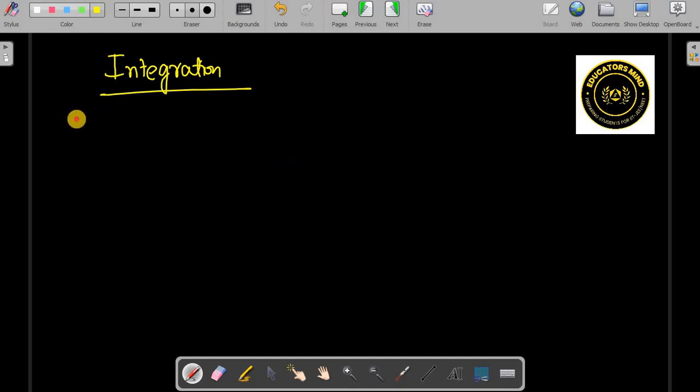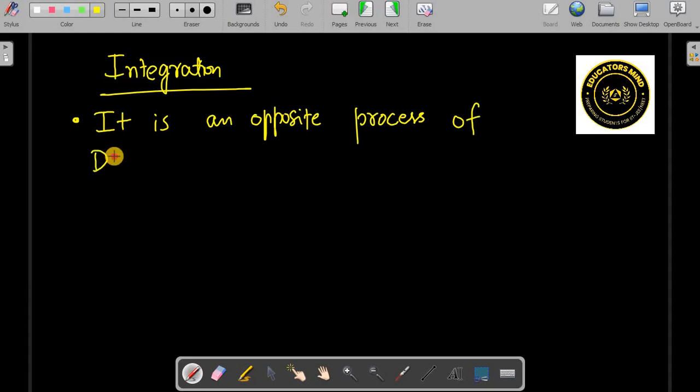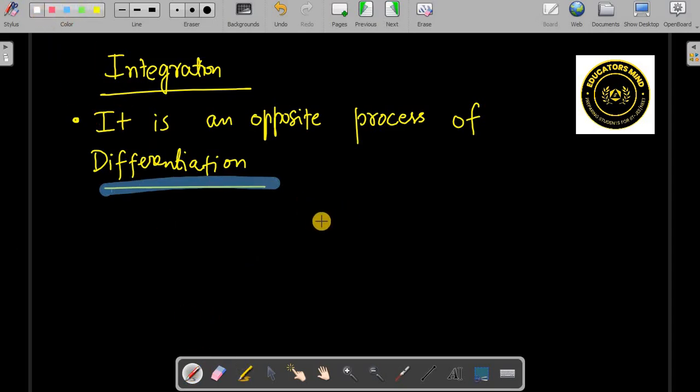So first of all, we have to understand integration, that it is an opposite process of differentiation. Opposite of differentiation is integration, and it's a process. It is an operation, a mathematical operation.